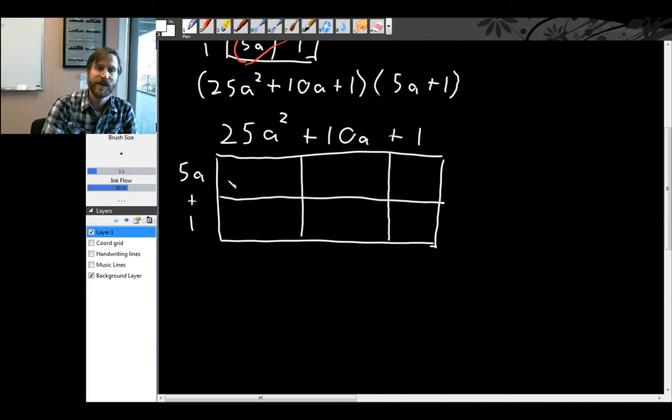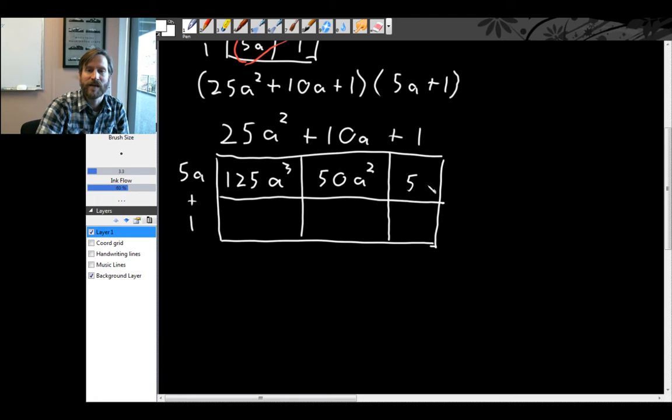So on this first row, first column, 25a squared times 5a: 5 times 25 is 125, and a times a squared is a cubed. Now 5a times 10a, that's 5 times 10 is 50, a times a is a squared, and then 5a times 1 is 5a. And then in the second row, 1 times 25a squared is 25a squared. 1 times 10a is 10a. And 1 times 1 is 1.